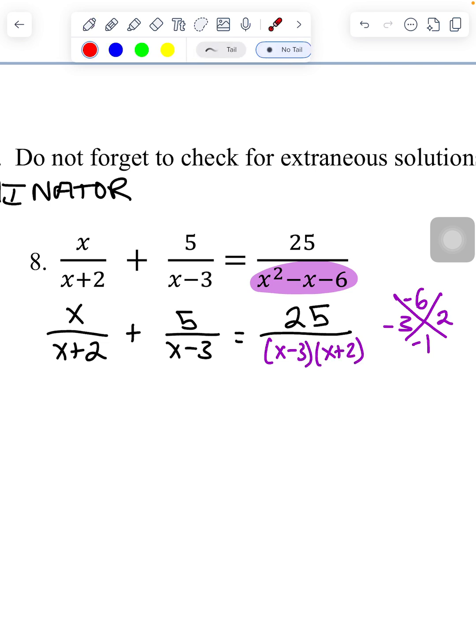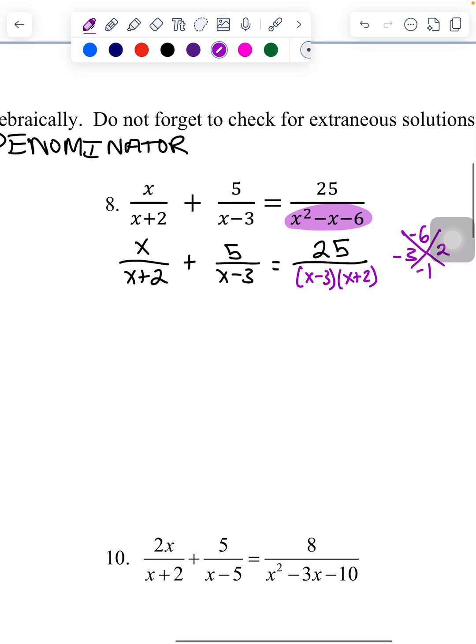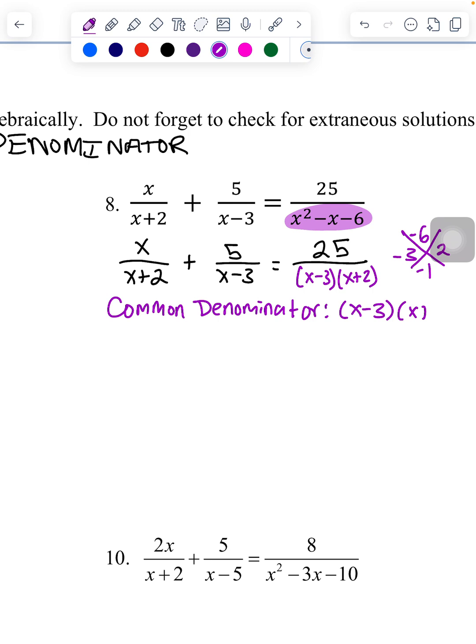And what I notice is, hey, that's a really nice denominator right here, because I notice that this piece, the x minus 3, is also under my 5, and that the x plus 2 is also under my x. So what I can say is, hey, I've got pieces of that last denominator in my other 2 fractions. So then I can say that my common denominator here is that x minus 3, x plus 2.